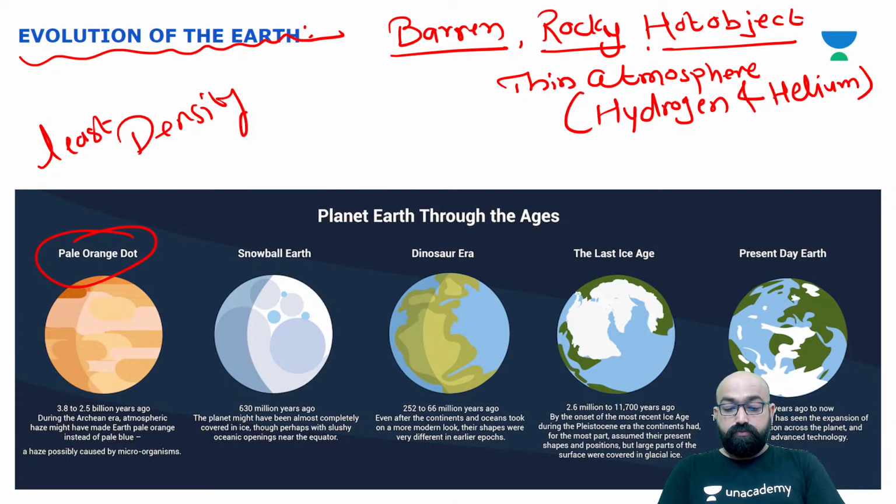Now, snowball Earth. 630 million years ago, the planet might have been almost completely covered in ice, though perhaps with slushy oceanic openings near the equator.